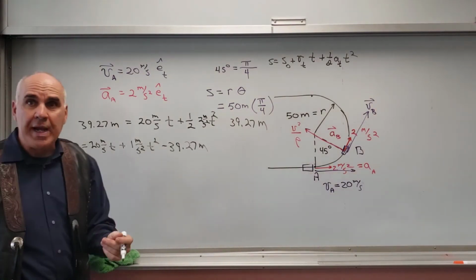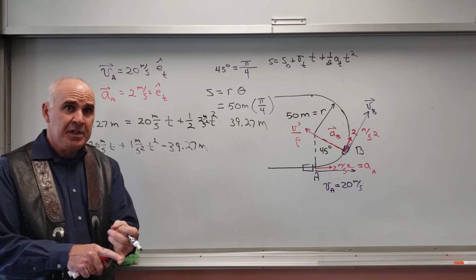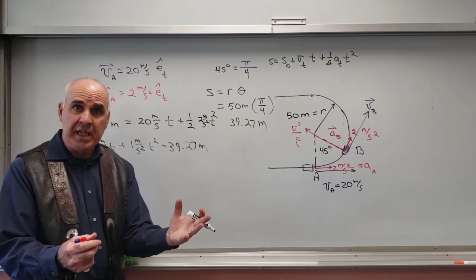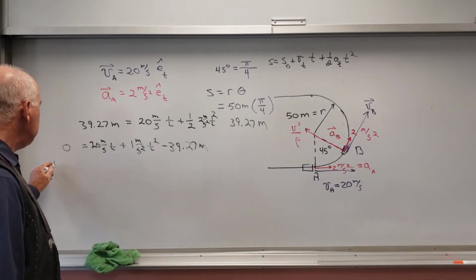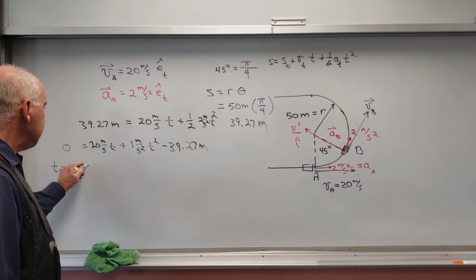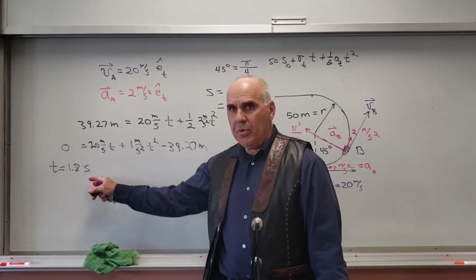And this is a quadratic. And when you solve this quadratic, you get two solutions. One of them is negative, so that's not reasonable. It doesn't make sense, so we throw that one out. But the other one is t equals 1.8 seconds. And so the time to go from A to B is 1.8 seconds.